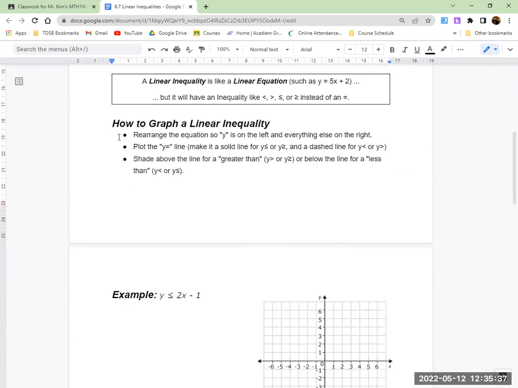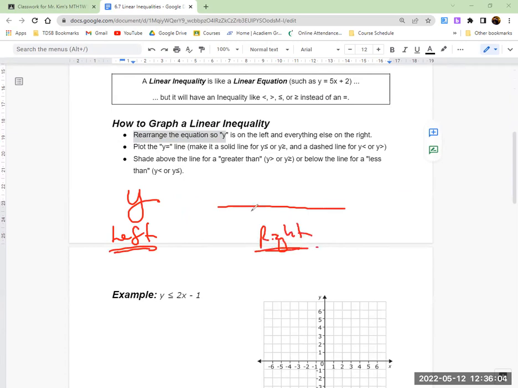Here's what I'd like you to do. First, if it is not so already, rearrange it so that you have y on the left side and everything else on the right side. Now, this could be a less than sign, a less than or equal sign, a greater than sign, or a greater than or equal sign. I don't care, right? But the left side, make it a y, and the right side, make it everything else. Just like y equals mx plus b.